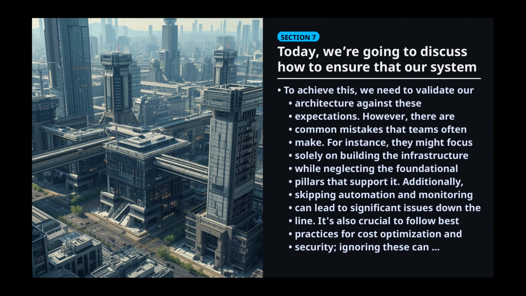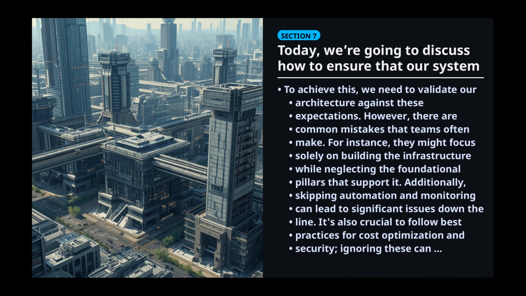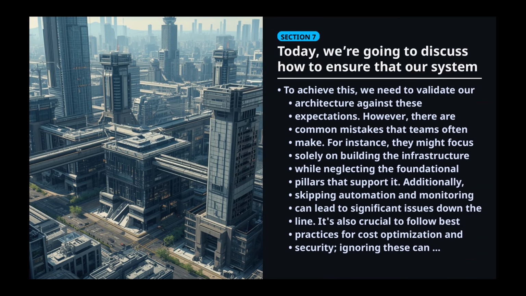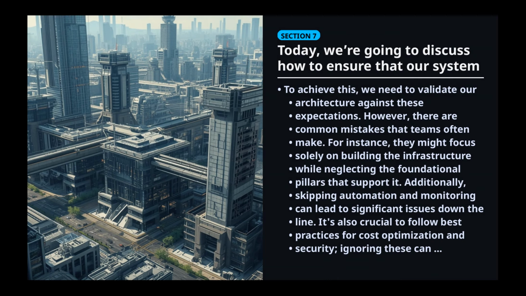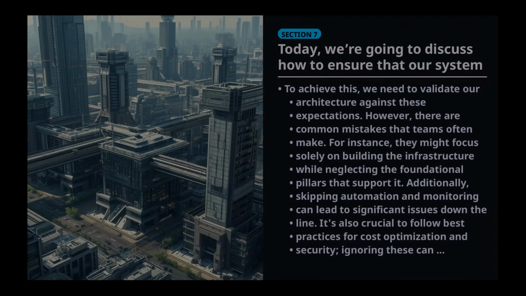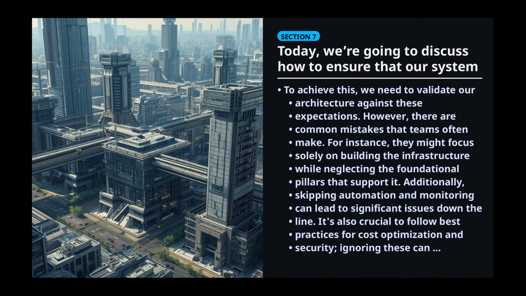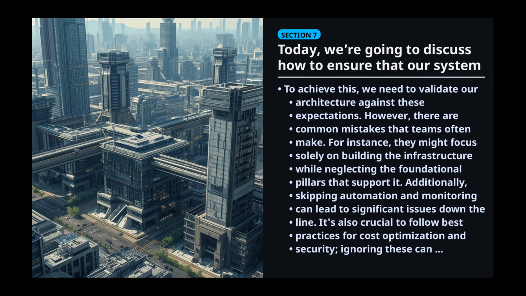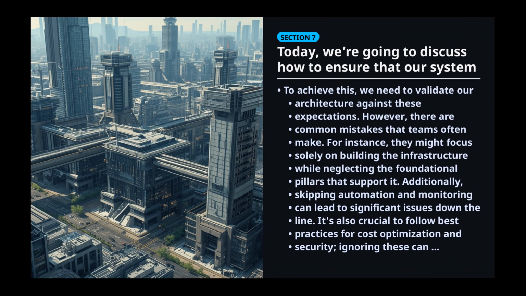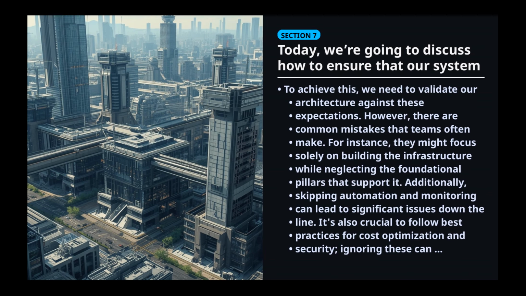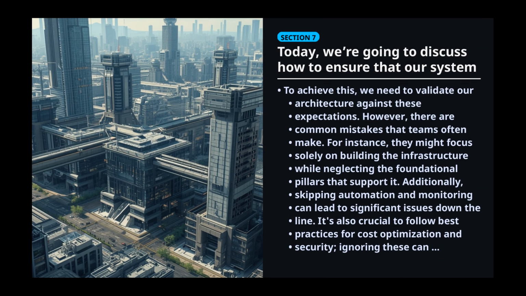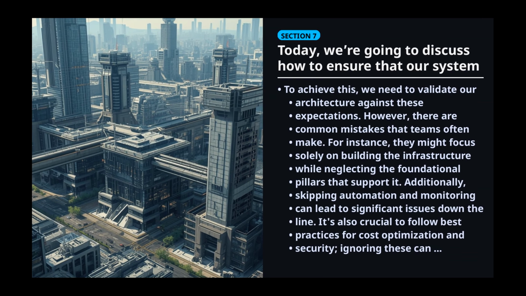To achieve this, we need to validate our architecture against these expectations. However, there are common mistakes that teams often make. For instance, they might focus solely on building the infrastructure while neglecting the foundational pillars that support it. Additionally, skipping automation and monitoring can lead to significant issues down the line. It's also crucial to follow best practices for cost optimization and security. Ignoring these can compromise the entire system.